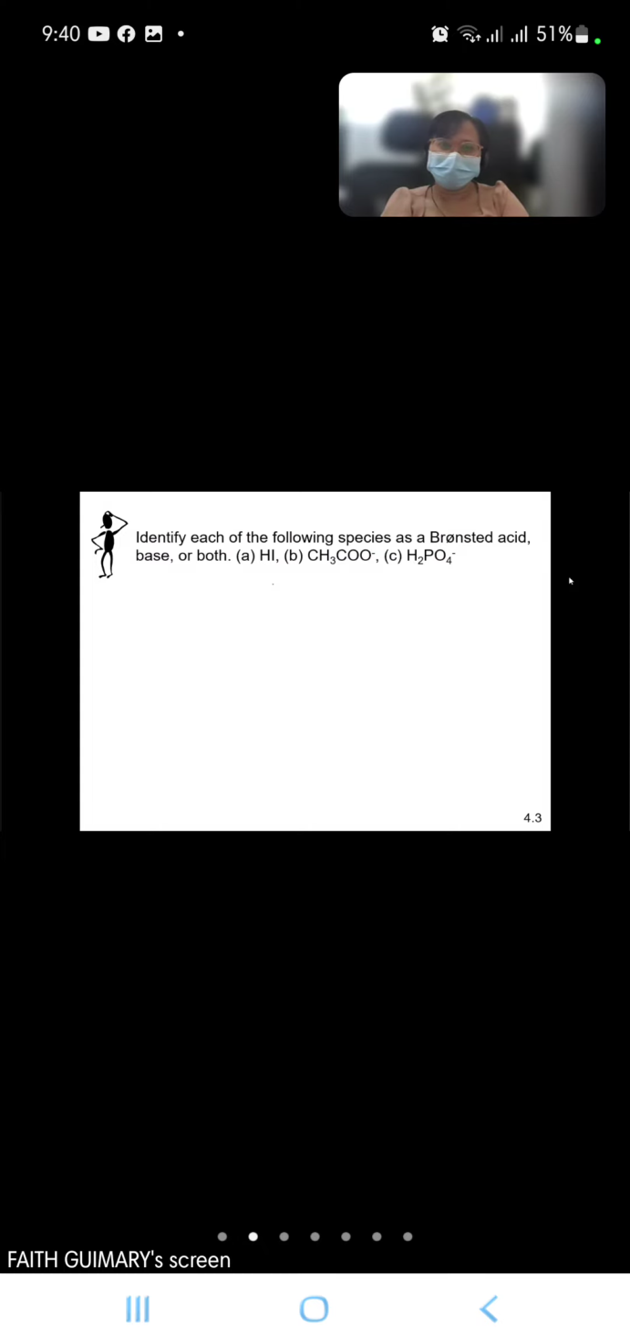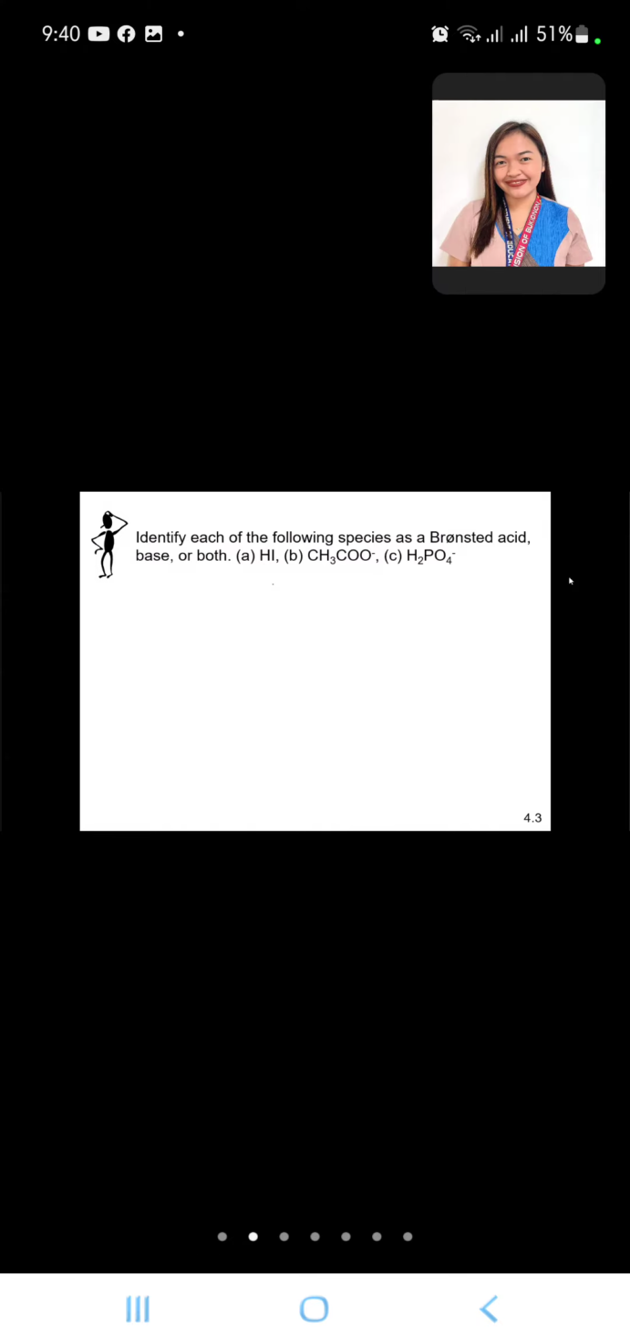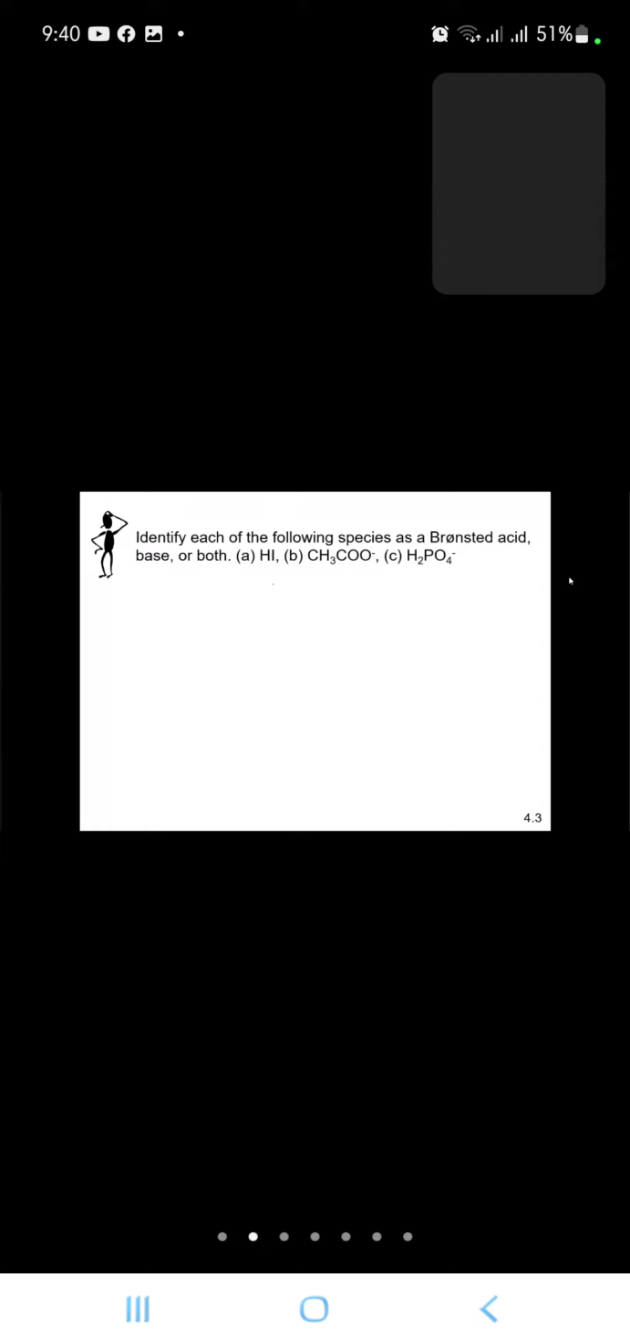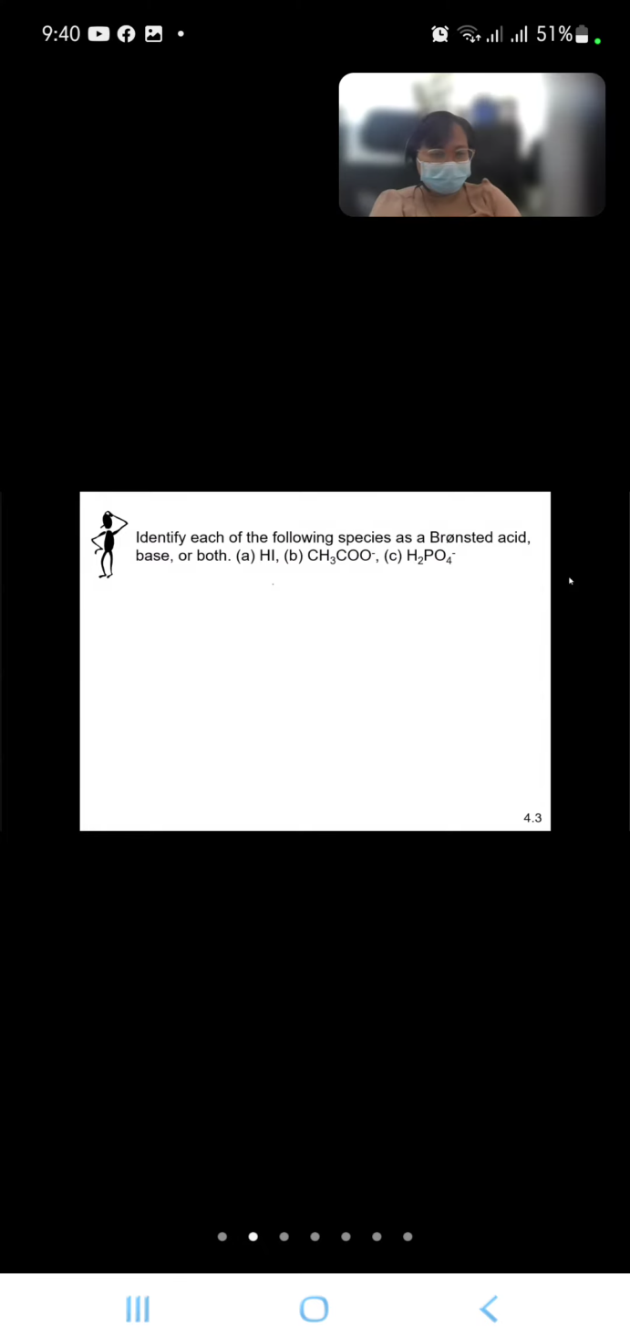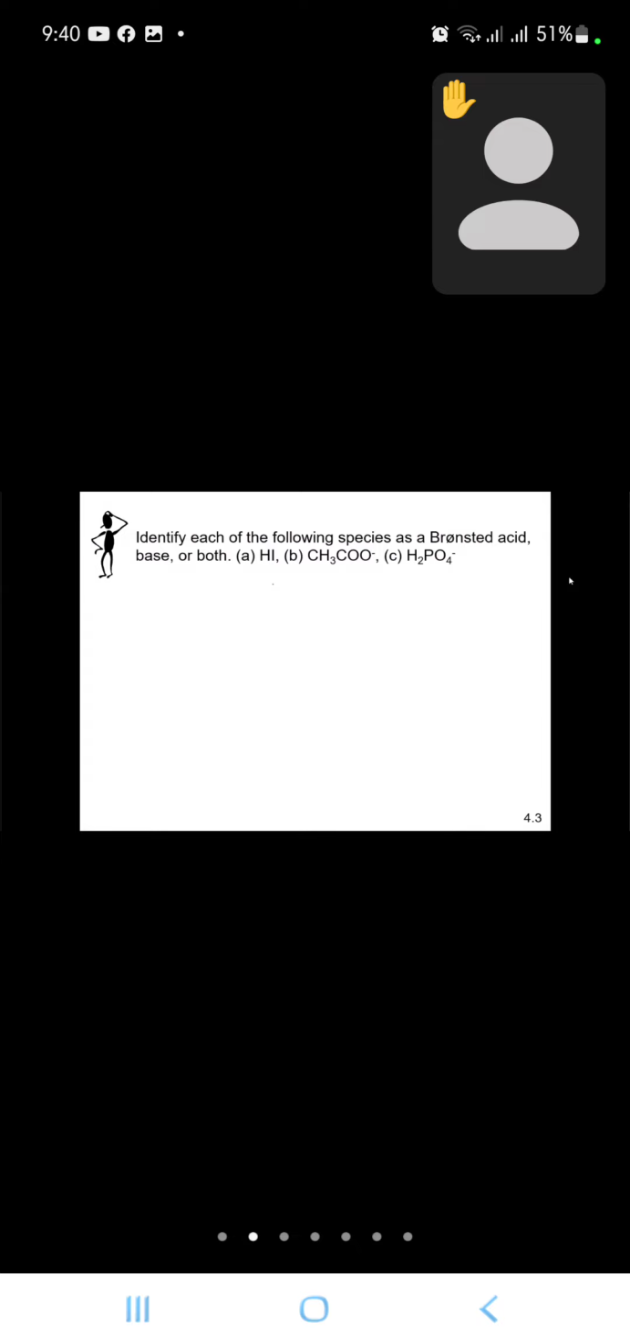Sige. Sir January, the first compound given is hydrogen iodide, or let's say kung aqueous na siya, that's hydroiodic acid. Is it a Bronsted acid, a Bronsted base, or both? Yes, ma'am. Since hydroiodic acid is an acid, ma'am, it can actually donate a proton from this one. So this is considered as a Bronsted acid, ma'am.